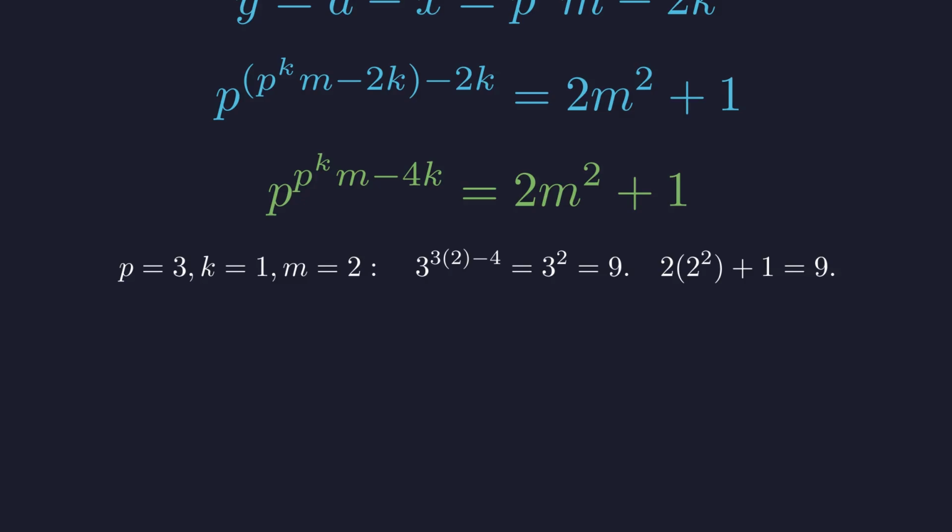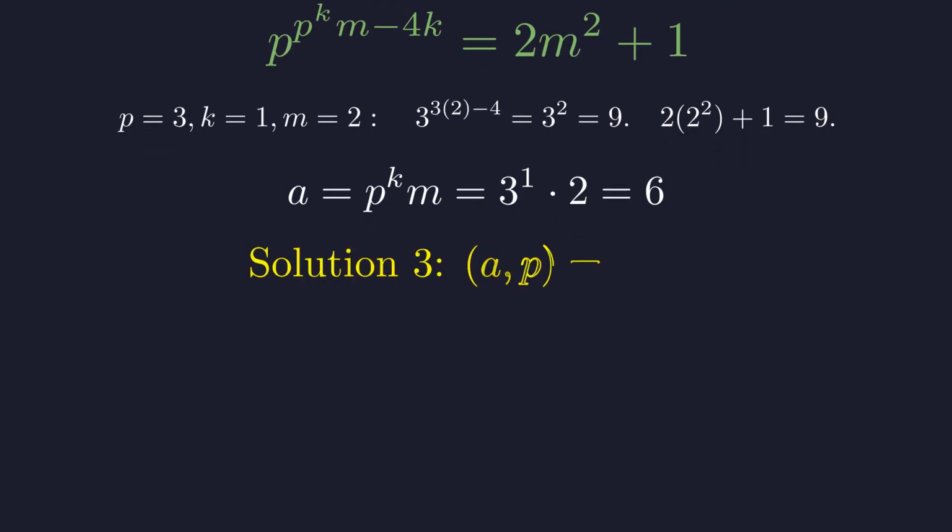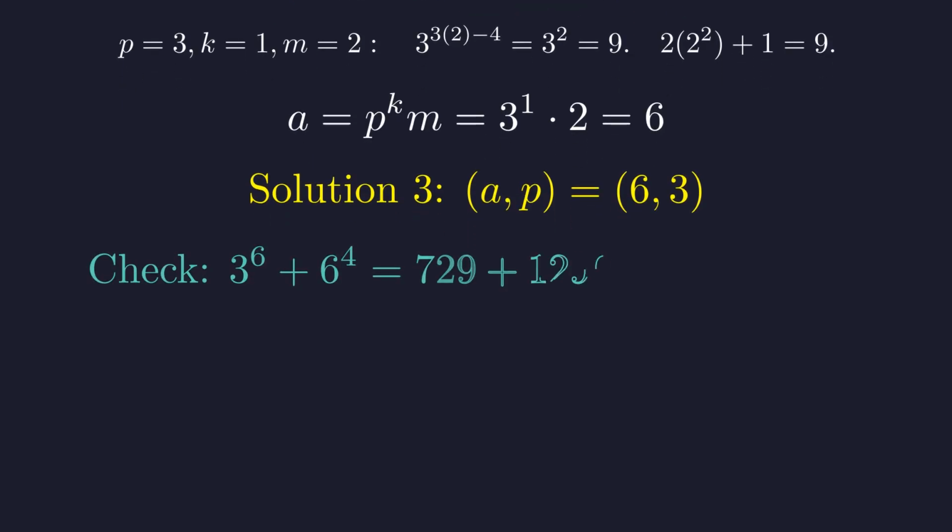First, we test p equals 3. For k equals 1, the equation is 3 to the power of 3m minus 4 equals 2m squared plus 1. Testing m equals 2, we find a match as both sides equal 9. This corresponds to a equals 3 to the first power times 2, which is 6. The third solution is the pair a equals 6, p equals 3. To verify, 3 to the 6th plus 6 to the 4th equals 729 plus 1296, which is 2025, or 45 squared. The solution is correct.